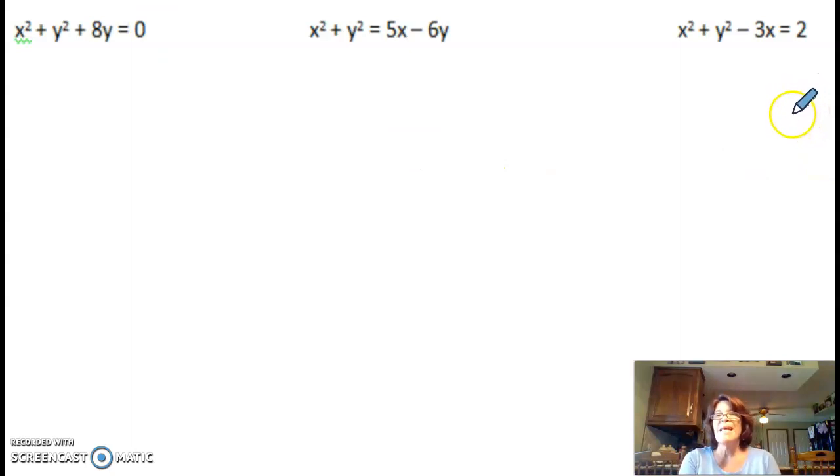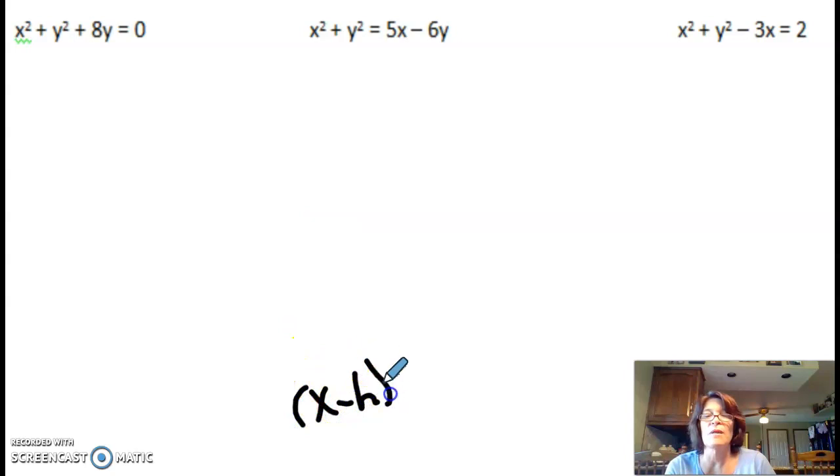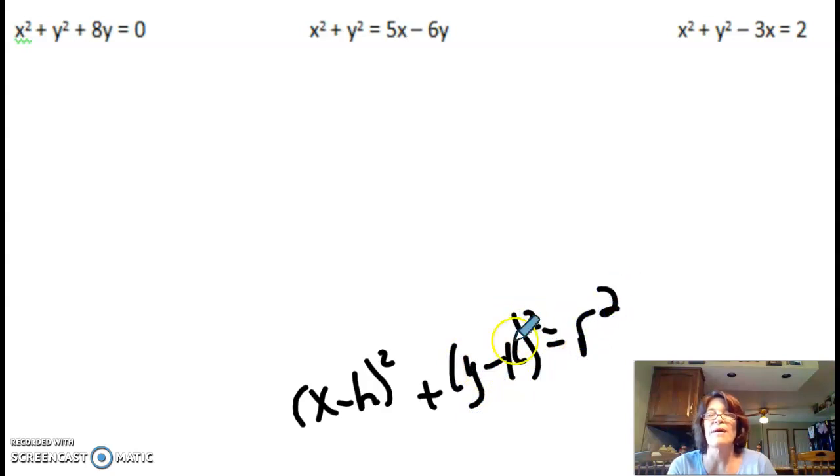Okay, now we want these circles. Isn't this craziness? I want x minus h squared plus y minus k squared equals radius squared. Don't have that. We're going to go back in time here and complete the square. Okay? Do you remember that?